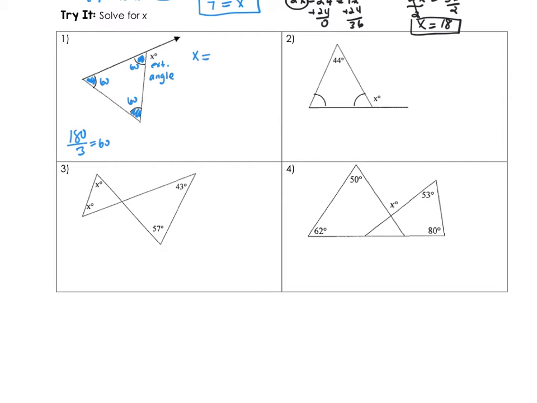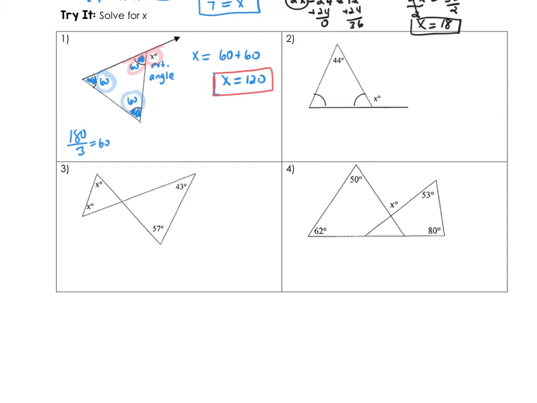So its measure would be equal to the sum of the two remote interior angles, these two. X equals 60 plus 60, or x is equal to 120. In this problem, however, it might be quicker just to work with these supplementary angles right here. X and 60 form a linear pair, so you could just take 180 minus 60 and get x equals 120 that way.